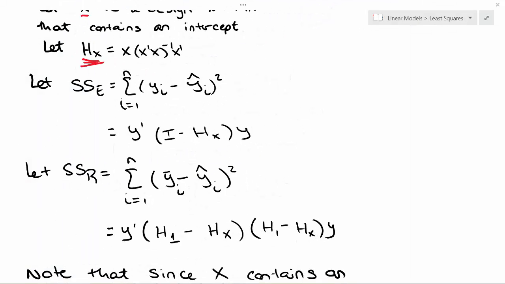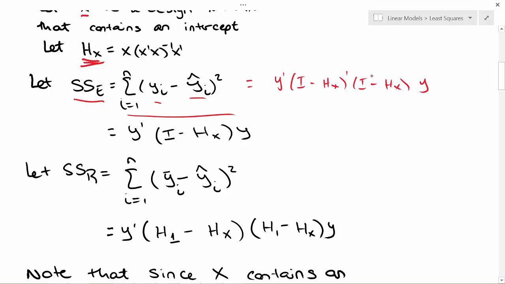Let's make some other definitions. So the sums of squares of error is just the residual sums of squares. So the yi's minus the fitted values, where here I'm fitting them with X. So that's that guy. And I can write that as y transpose (I minus Hx) transpose (I minus Hx) y, and this matrix is both symmetric and idempotent. I'll write it like that right there.